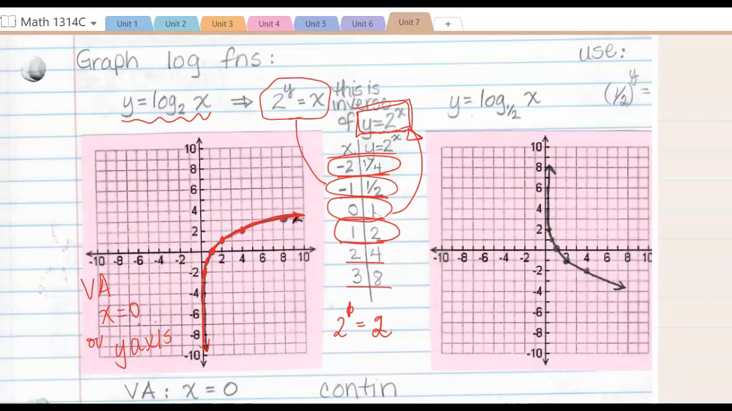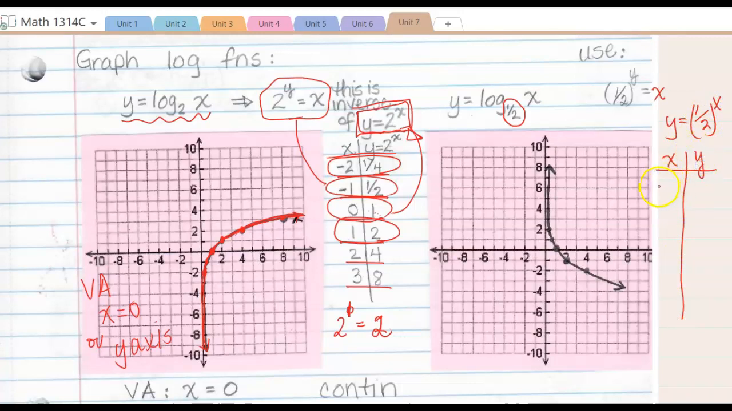Then we come over here and let's take a look at this other function of log, and this one has a base of 1/2. So again, we're doing the same thing where we're going to get 1/2 to the y value is equal to x, and then we can sit there and say, well, what if I had y is equal to 1/2 to the x power? This is the inverse of it. So I can sit there and make some points for this one. I'm going to put x here, my y values here.